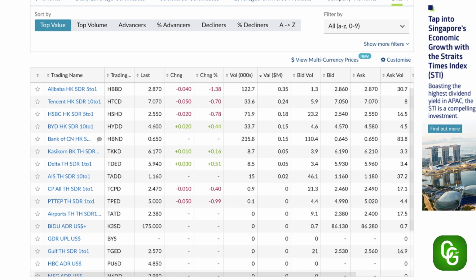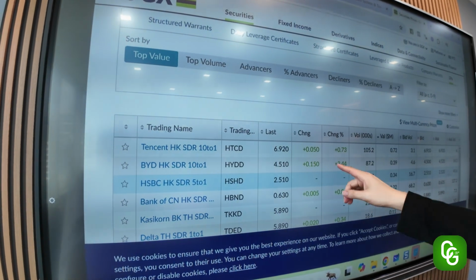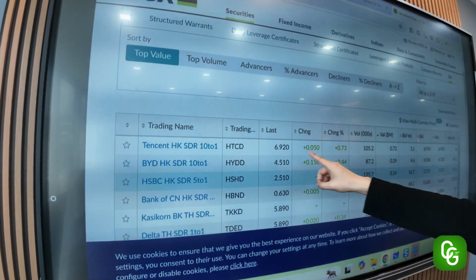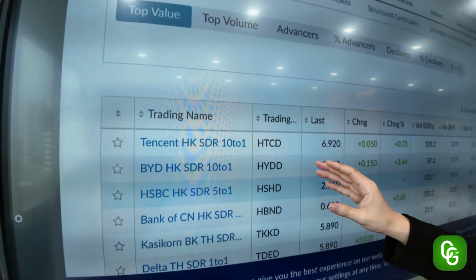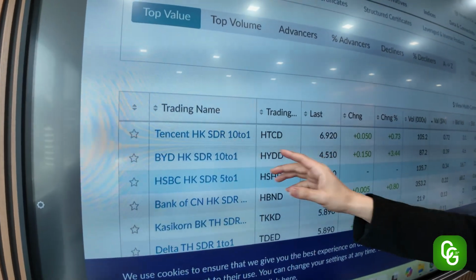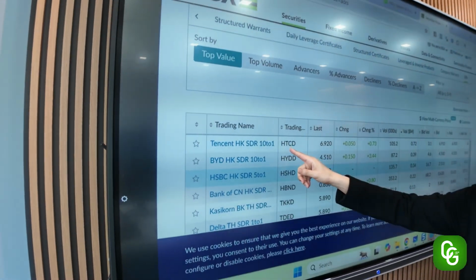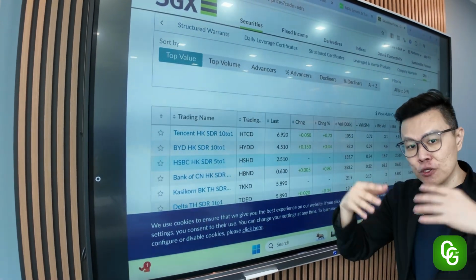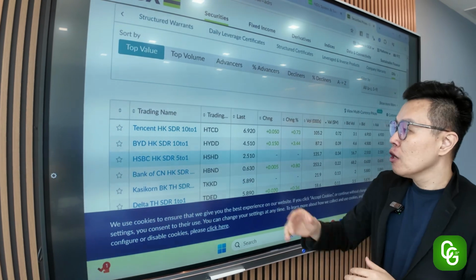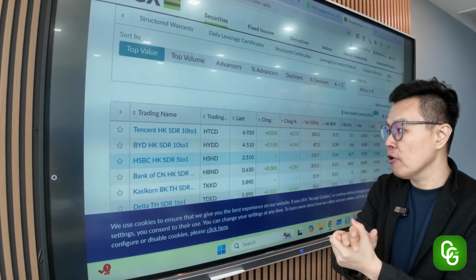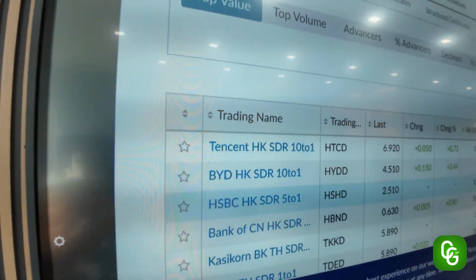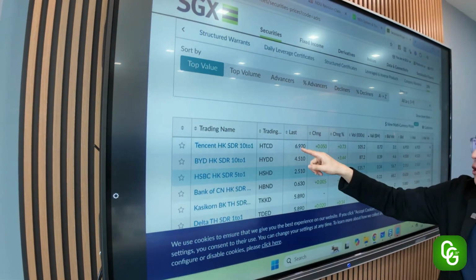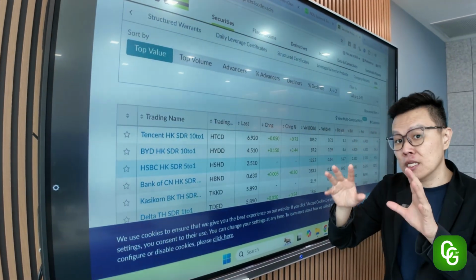Maybe Caleb wants to tell me, if let's say $6, how many? What's the minimum trade? Minimum quantity is 100 shares. I think the most important thing is the symbol. If you want to purchase this SDR, for example Tencent, the trading code is HTCD. That means you can use any platform. Of course, we are in Phillip, so you type this symbol into the Phillip platform, and from there you'll be able to see Tencent Hong Kong SDR 10 to 1. You can see that currently the trading price is $6.92 in Singapore dollars.